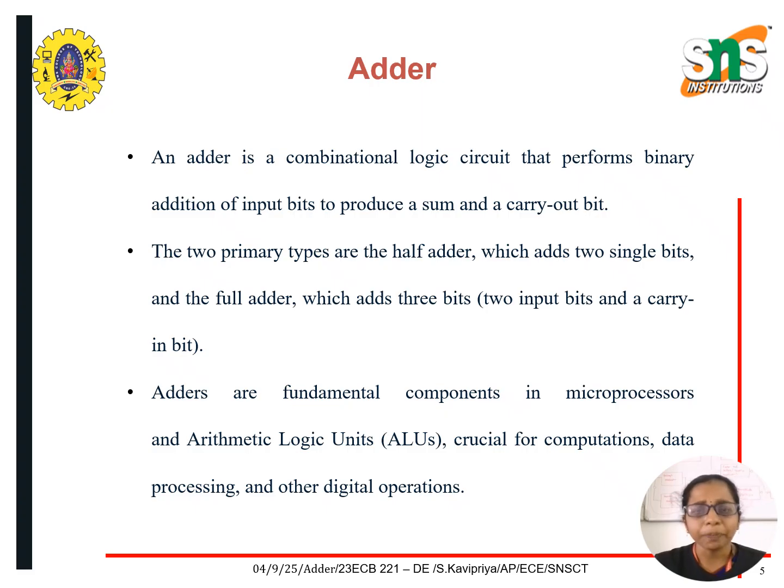And next is an adder. An adder is a combinational circuit which takes binary inputs and performs a binary addition on them, and it produces the output which is nothing but a sum and carry. It can be of two types: a full adder or a half adder. A half adder operates only on two binary inputs, whereas a full adder operates on three binary inputs. These adders play a major role in the microprocessor in arithmetic and logical units. It is an important component of the microprocessor as well as the ALU.